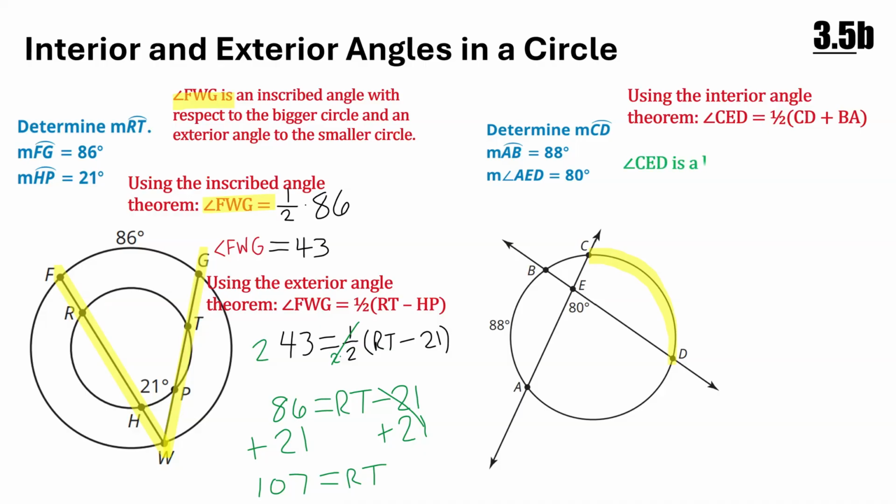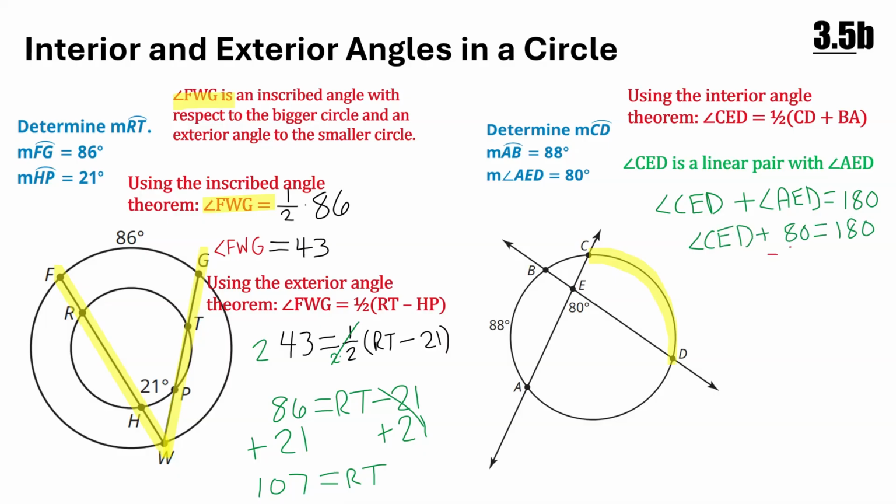Since angle CED and AED form a linear pair, the measure of angle CED can be found by stating angle CED plus angle AED equals 180. By substitution, angle CED plus 80 equals 180. Subtract 80 from both sides to get angle CED equals 100.